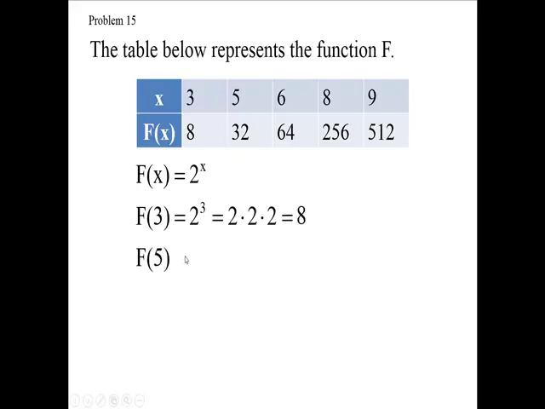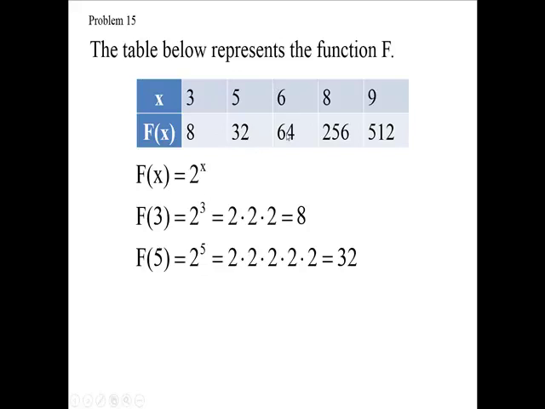Now, f of 5, you wouldn't have just 3 2's, you'd have 5 2's, wouldn't you? 2 to the 5th means what? Not just 3 of them, but what? 1, 2, 3, 4, 5 of them. And we know 2 times 2 is 4, times 2 is 8. We already knew that. 8 times 2 is 16. 16 times 2 is 32. So f of 5 is 32. So far, this seems to be our function.